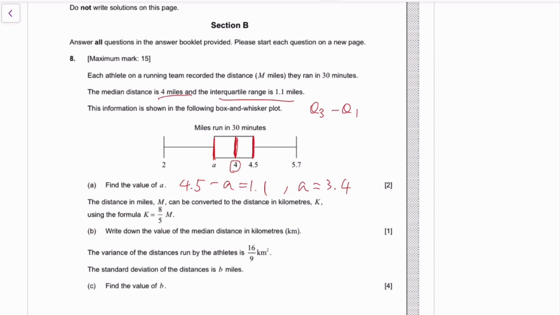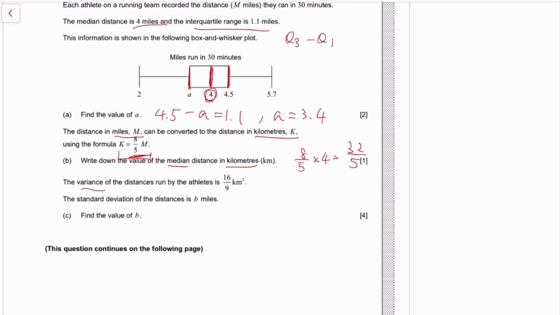Okay, so there's a formula that changes kilometer to miles. They basically want you to use this as a constant change to data. This is also in the new syllabus. So, for example, the median is 4 in miles. If you want to change it to kilometer, you just multiply by 8 over 5. So it's 8 over 5 times 4. So it's 32 over 5.